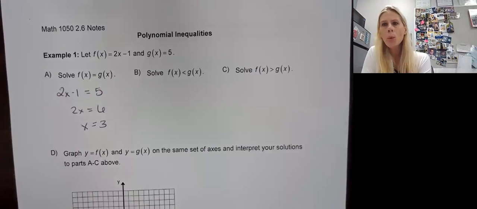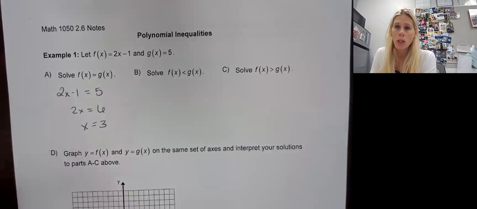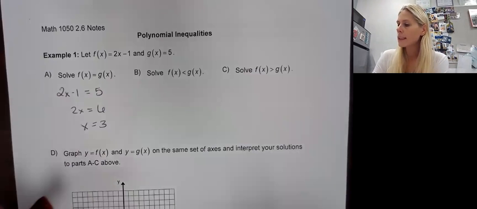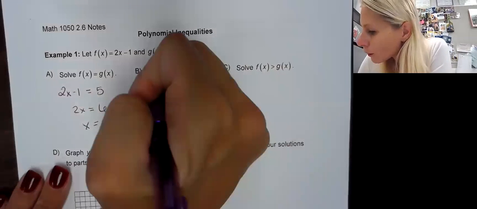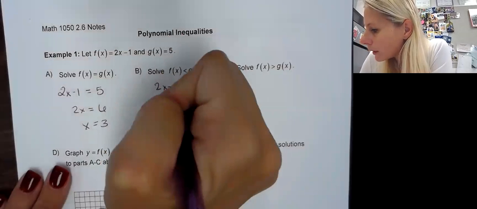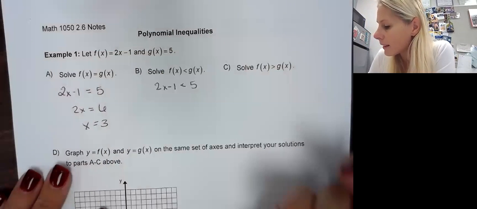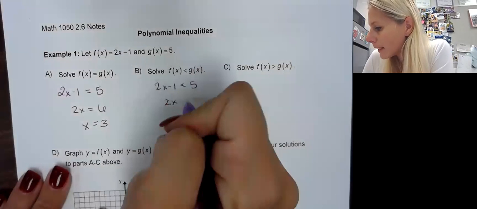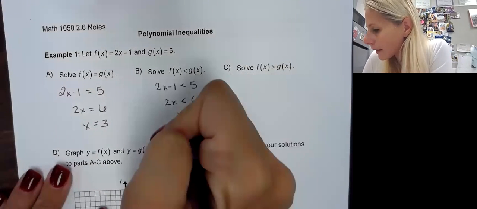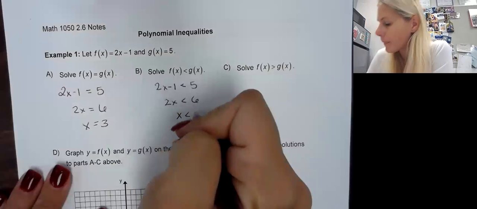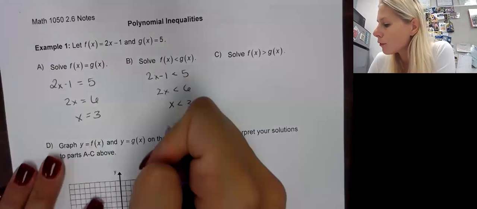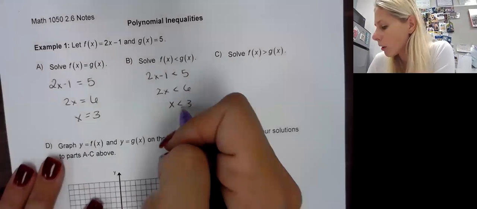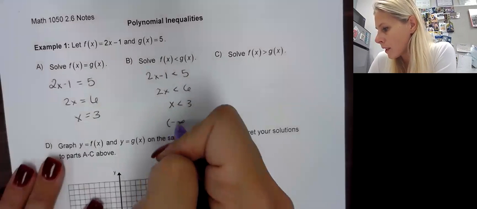Now, when we're doing inequalities, though, we have to remember that there's more than one solution, if there's any at all. Okay, so let's keep in mind that this is less than. So what I'm going to do is fill f of x and g of x in. So we get 2x minus 1 is less than 5. And then I continue to solve. 2x is less than 6. x is less than 3. Now, we can keep this in inequality notation, just like this, or we can do it in our interval notation. The values that are less than 3 are negative infinity to 3.